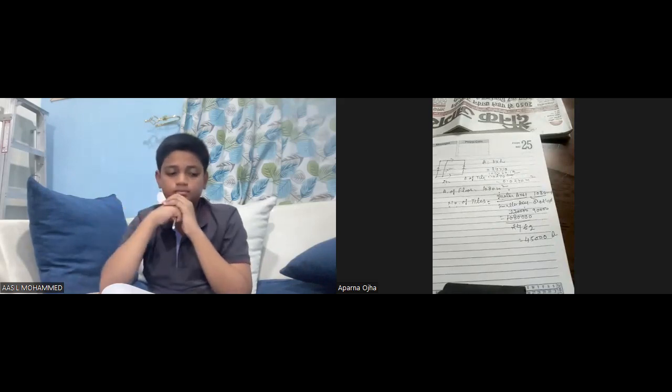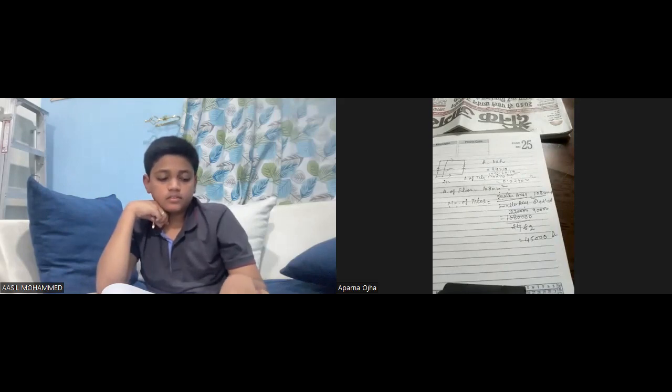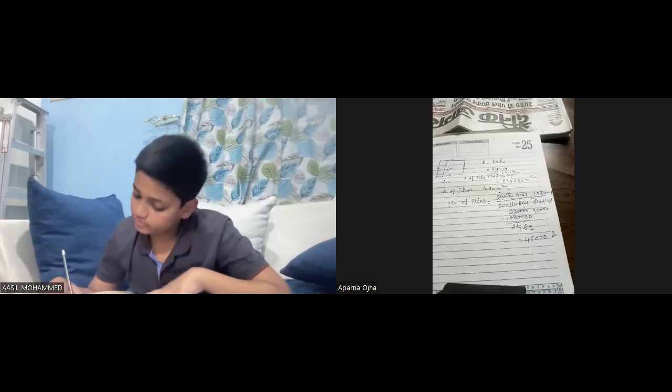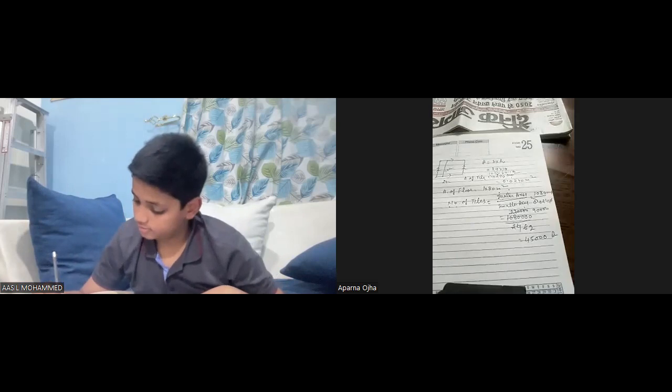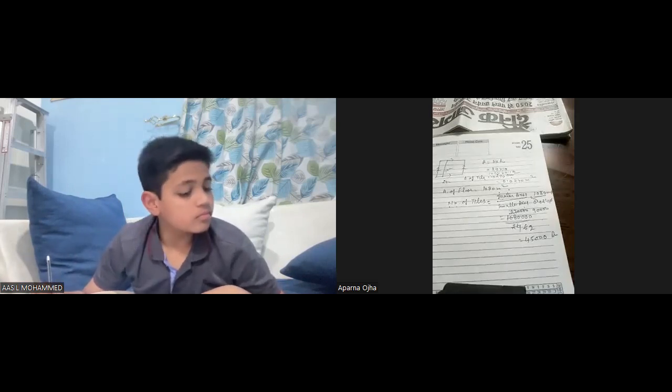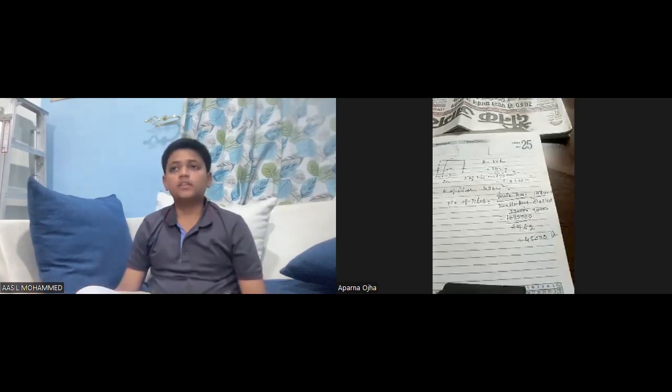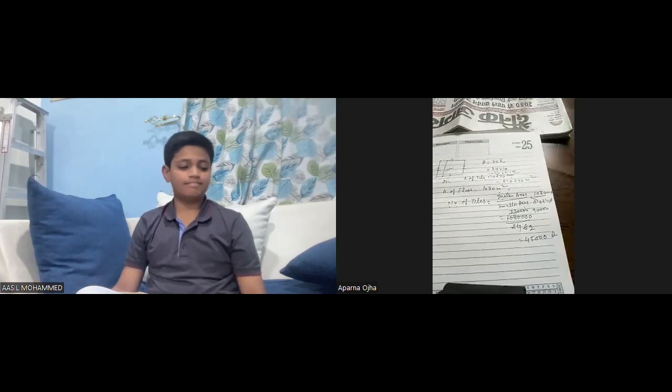So you have to find the circumference of the first part. Can you find the circumference of the first figure? Yes, I can. It is a semicircle. What is the formula? 2 pi r. But it is a semicircle, so 2 pi r divided by 2. So what is the formula now? 2 and 2 will be cancelled. Pi r.